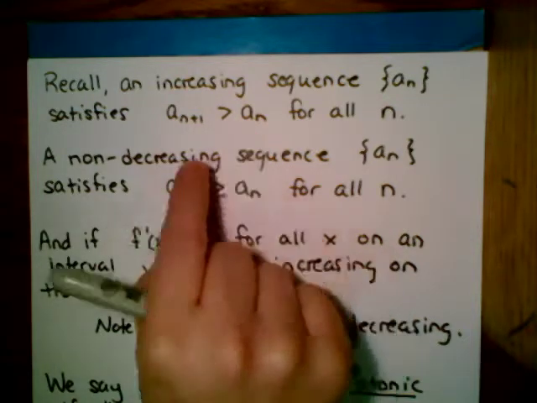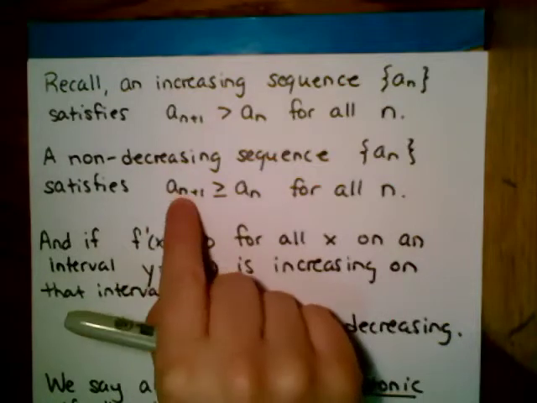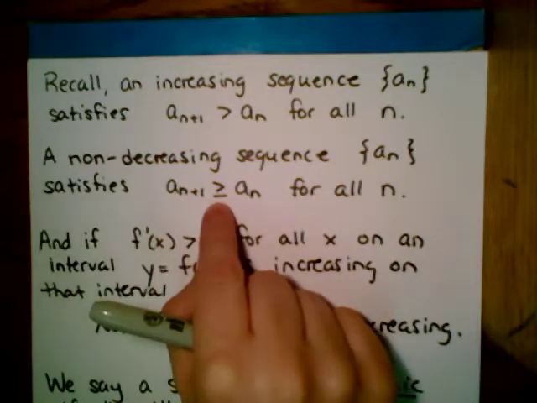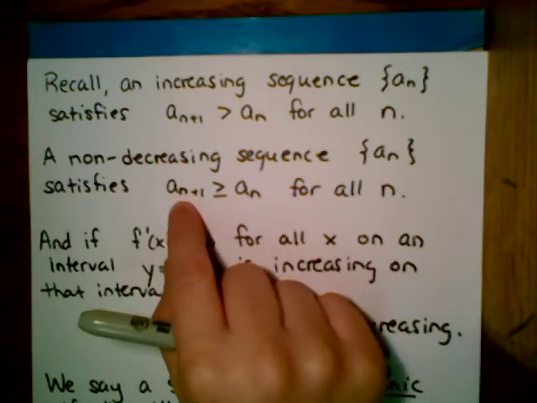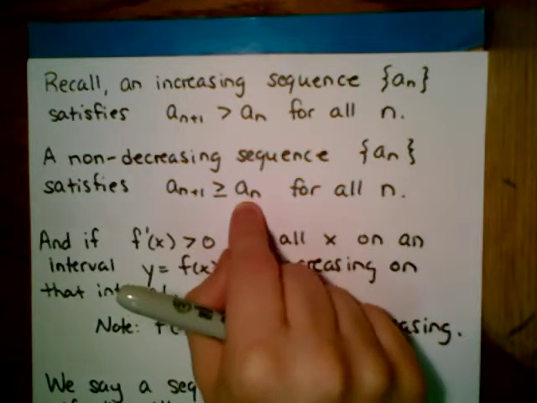A less restrictive property would be a non-decreasing sequence. So each a sub n plus 1 would be greater than or maybe equal to a sub n. So the subsequent terms are larger or equal to the previous terms, the ones before it.